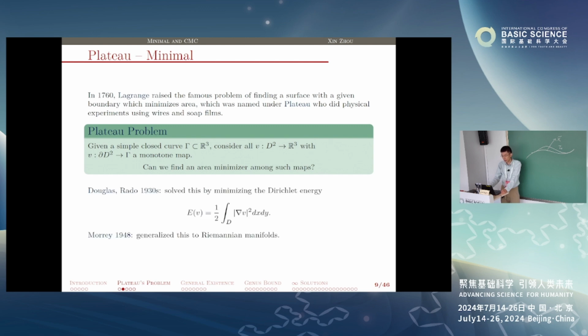This problem was solved in the 1930s independently by Douglas and Radó. They solved this by minimizing the Dirichlet energy I wrote over here. You can treat V as a vector valued function. Grad V is the Euclidean gradient of each of the components. You take the square to calculate the L2 norm of the gradient.